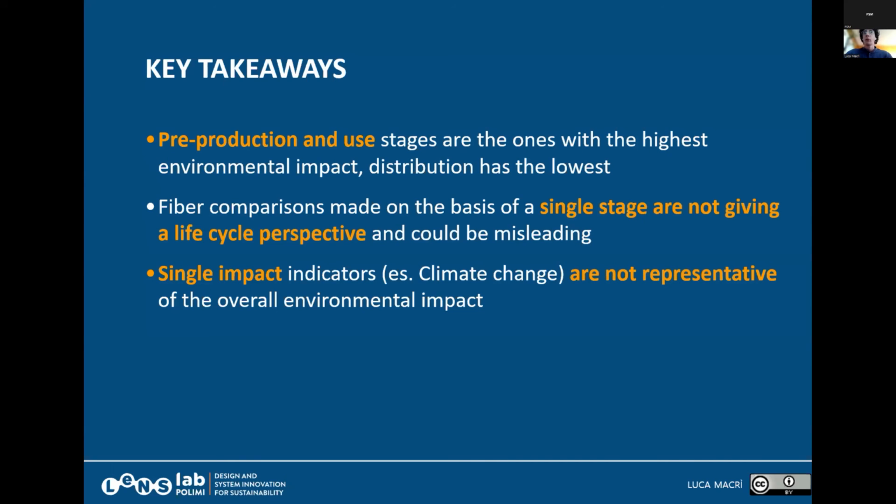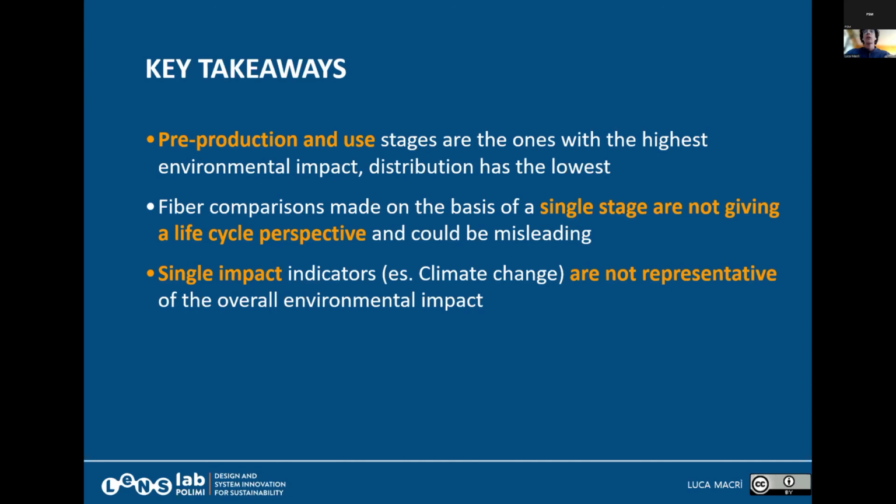Key takeaways from this part about the environmental impact. Pre-production and use stages are the ones with the highest environmental impact, and distribution the lowest. So keep this in mind also for your projects, for the next steps, for your talks after the lecture. Then, when we compare fibers, a single stage is not giving a life cycle perspective, so it could be misleading. So don't stick to pre-production saying that polyester is better than cotton. Let's always consider the full life cycle.